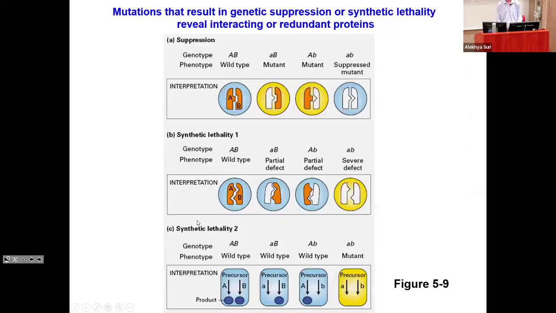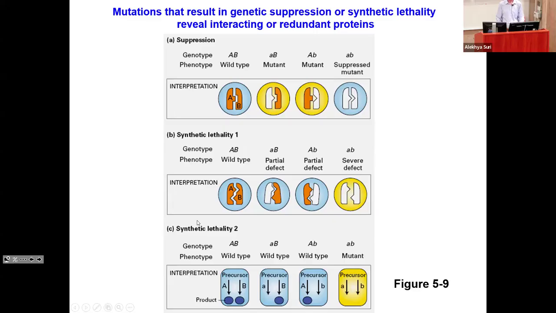Okay, so this slide is very important. You can bring together different mutations, and they may have different effects on cell growth. One mutation could be suppressing another mutation, or if two mutations come together, they will enhance the effect.